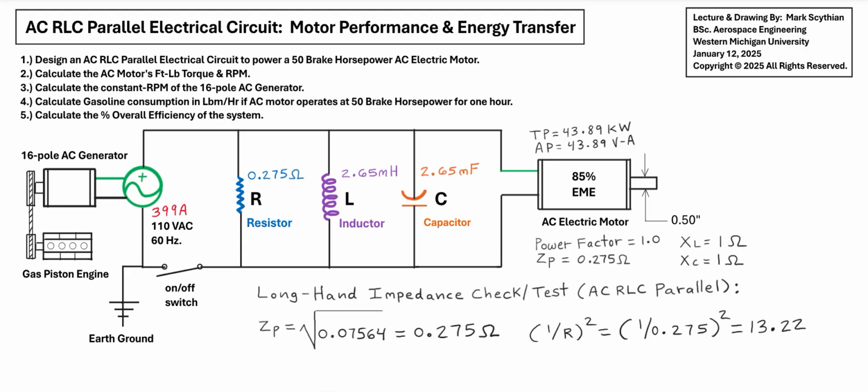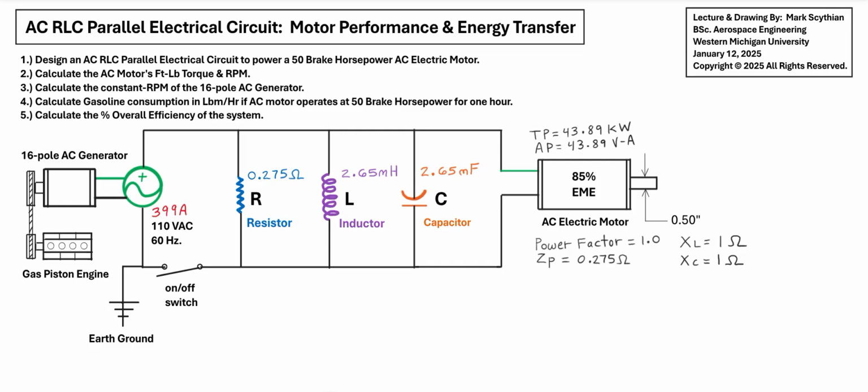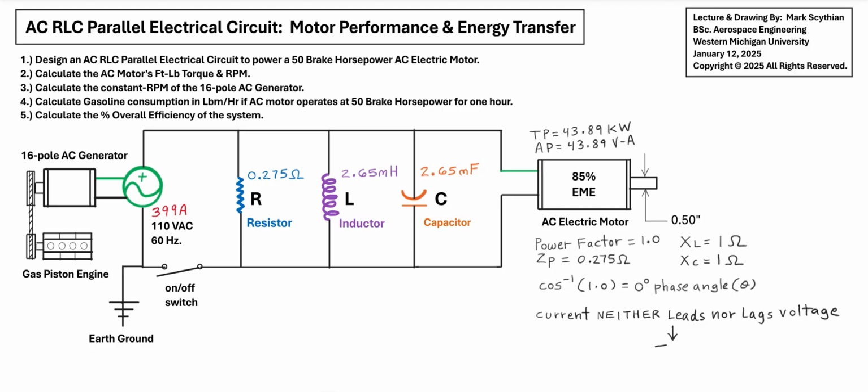And 0.275 ohms as well, so we have matching impedance calculations. So we verified the design parameters as proven correct. So now if we find the inverse cosine of the power factor, we calculate the phase angle that the voltage and current sine waves make on their alternations with respect to frequency. So the 0 degree phase angle implies that the current is neither leading nor lagging the voltage. So they are in phase.